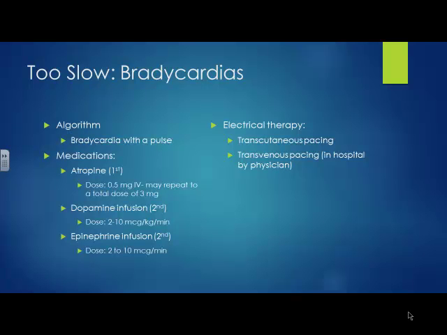Now remember, dopamine is not secondary to pacing or anything. It is go to dopamine or transcutaneous pacing. Okay? And then you've got your epi infusion as well.